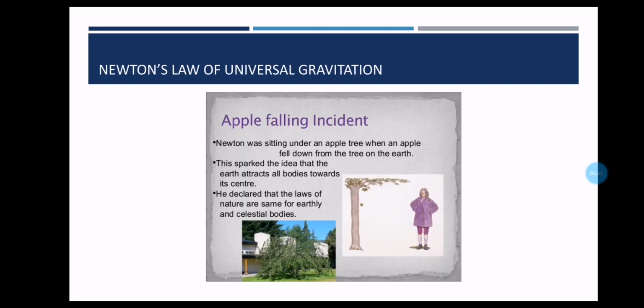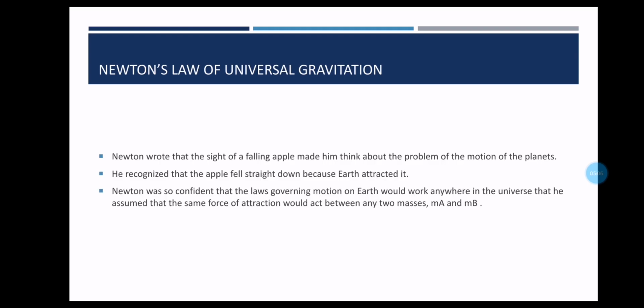Now, the last law, it's Newton's law of universal gravitation. So Newton was sitting under an apple tree when an apple fell down from the tree onto the earth. This sparked the idea that the earth attracts all bodies towards its center. He declared that the laws of nature are the same for earthly and celestial bodies. Newton wrote that the sight of a falling apple made him think about the problem of the motion of the planets. He recognized that the apple fell straight down because Earth attracted it.